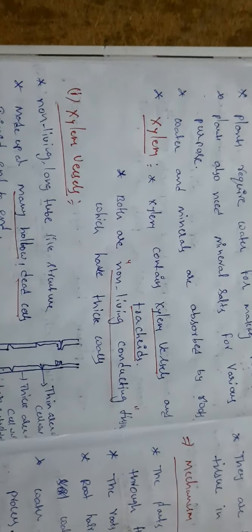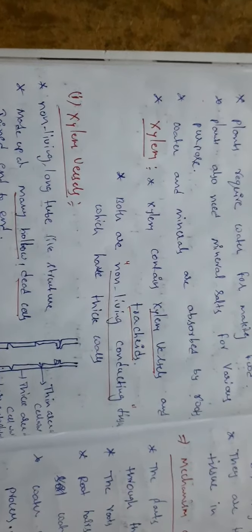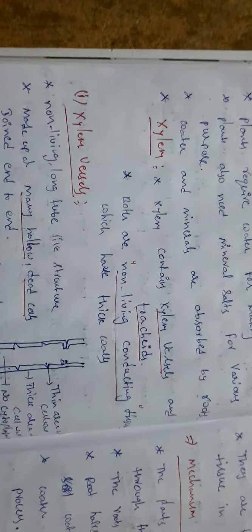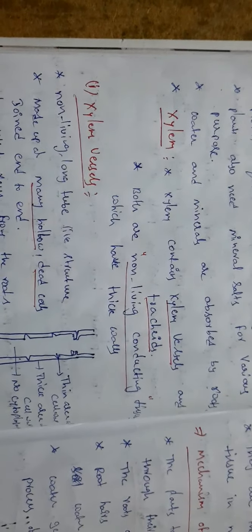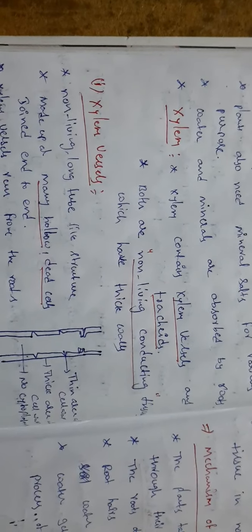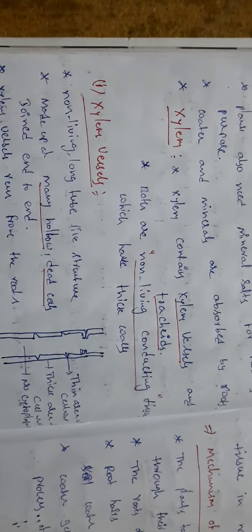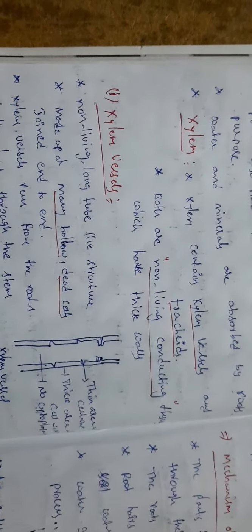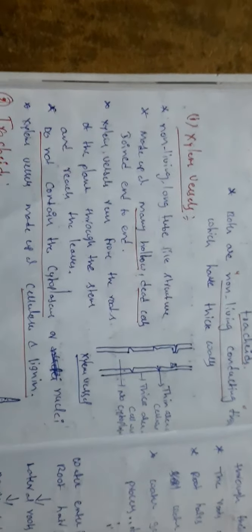The xylem contains xylem vessels and tracheids. So to transfer water and minerals, the xylem contains two types of parts: xylem vessels and tracheids. These xylem vessels and tracheids are both non-living conducting tissues. Non-living means dead cells, which have thick walls. Because they are dead cells, they look like thick walls.